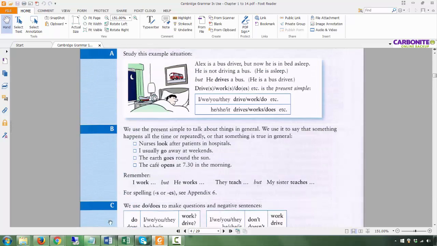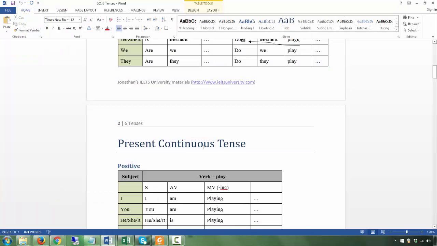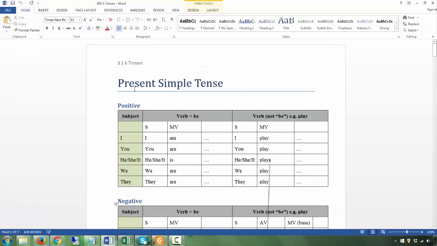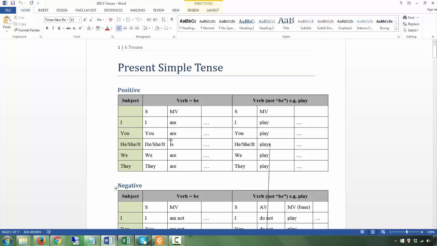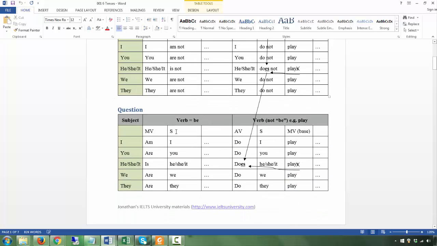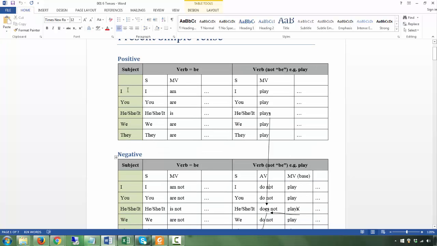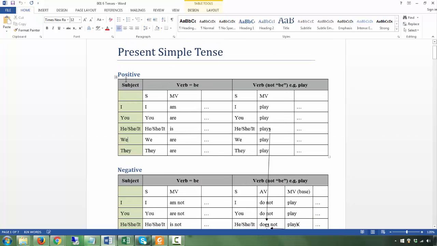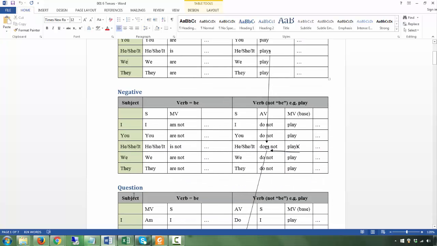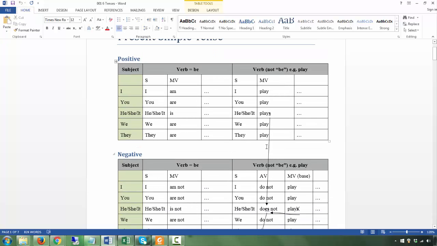Now let's go to my document first. Okay, so present simple, I put it in the first tense. Let's understand this, because this is very confusing. Firstly, don't forget, you always have subjects: I, you, he, she, it, we, they, and the way you form it depends on your subject. That's the reason why you have all this. Then we talked about how you have positive, negative, and question, because the way we form it is different, right?